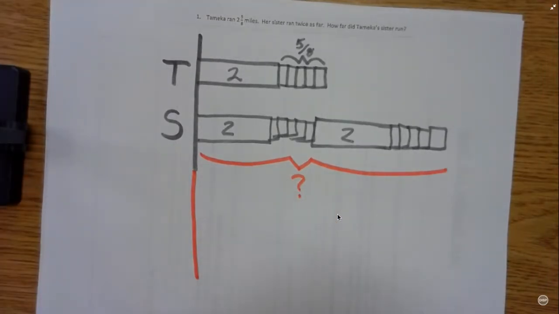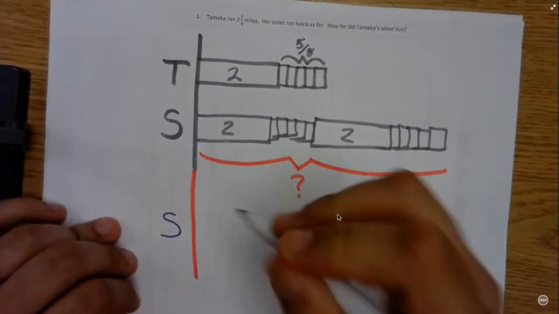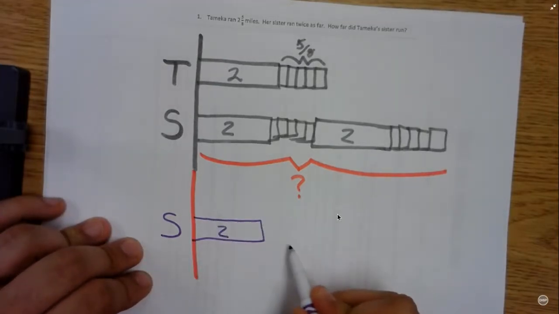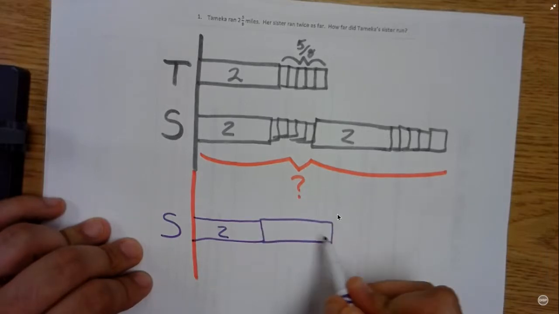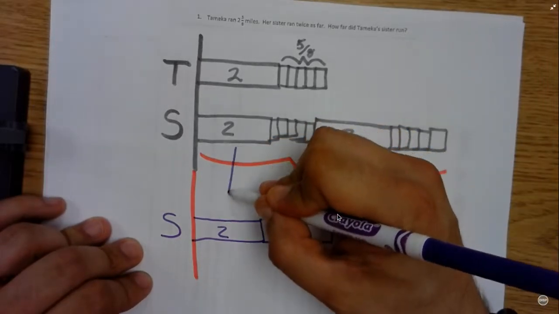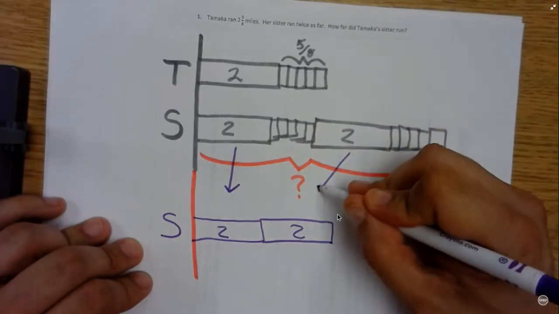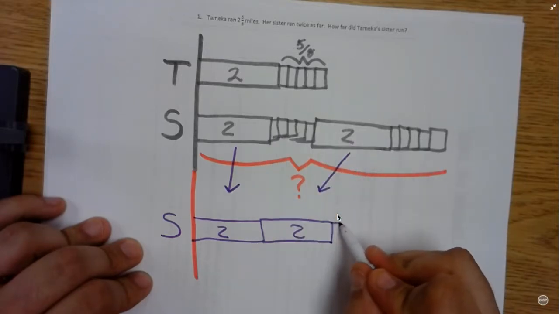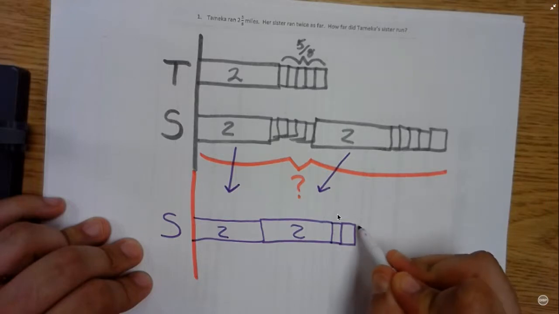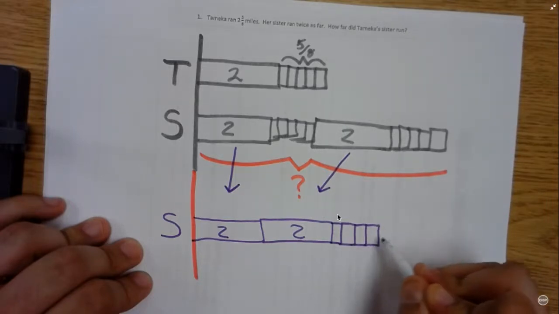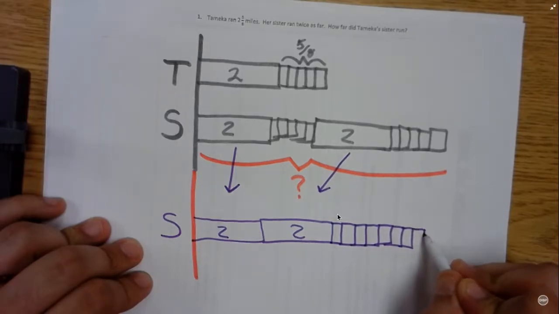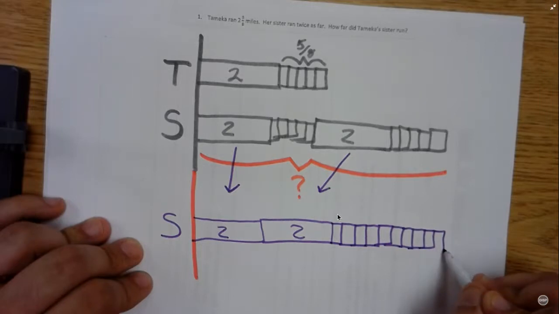So I'm going to come up. Let me just switch to a new fresh color here. I'm going to make a new row for her sister. It's still the same sister, but this time I'm going to represent the whole number of miles together. So all I'm doing here is I'm taking the 2 miles here, bringing that down, the 2 miles here, bringing that down, and now I've got the 5/8 and the 5/8. 1, 2, 3, 4, 5. 1, 2, 3, 4, 5.